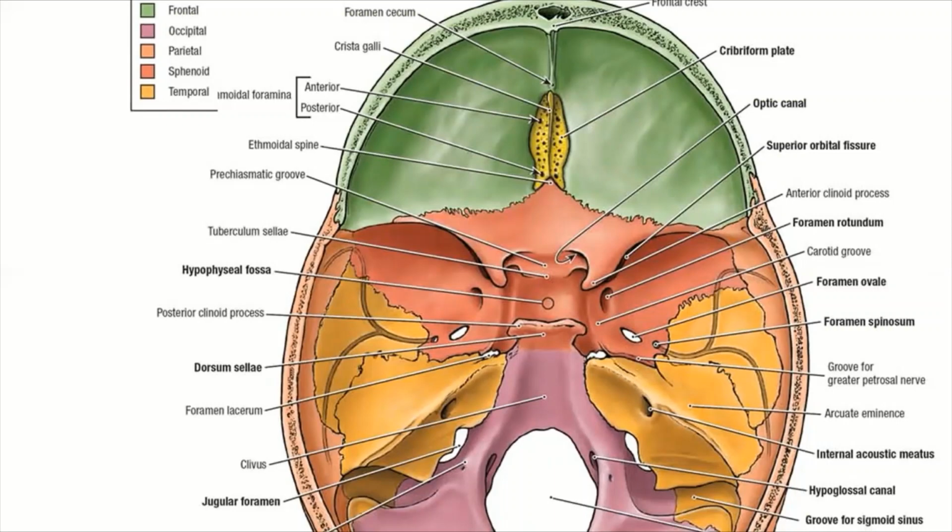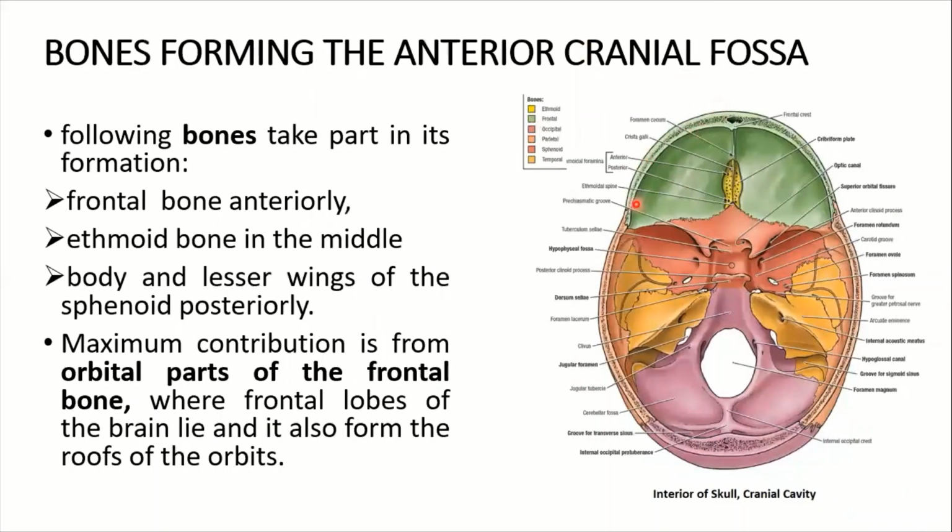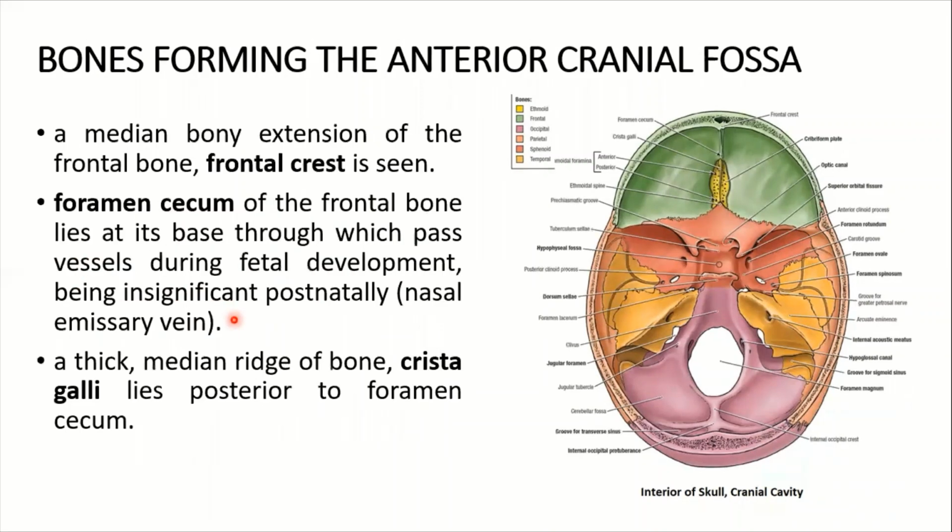You can say anteriorly is the frontal bone, anteriorly and on the lateral side, and posteriorly is the lesser wing of the sphenoid and the anterior clinoid process, and this is the prechiasmatic sulcus, the anterior boundary, which is also known as, I told you already, the sphenoidal limbus. These are the boundaries, and these are the bones: frontal bone anteriorly, ethmoidal bone in the middle, and the body and the lesser wings of the sphenoid posteriorly.